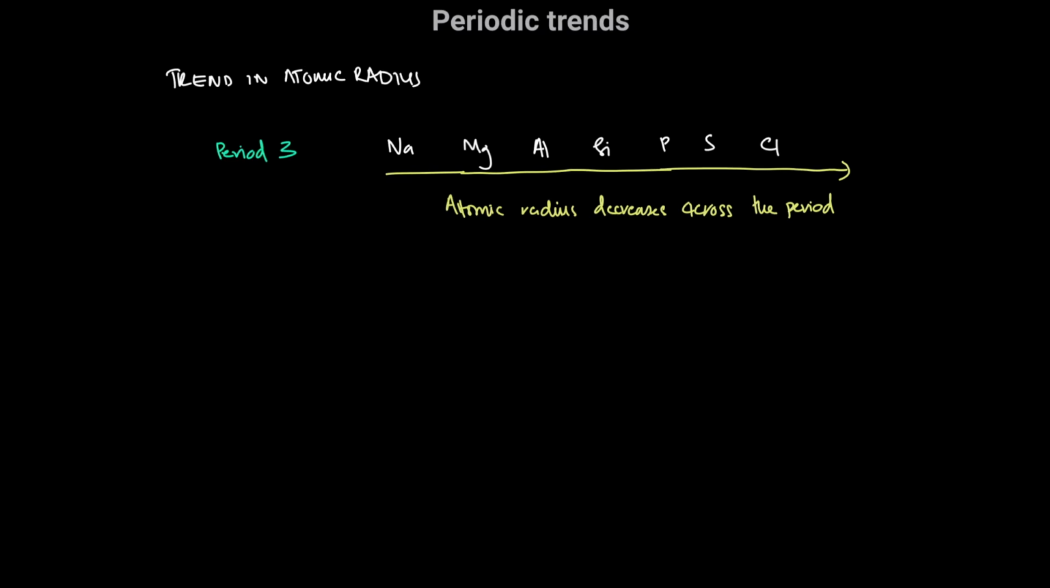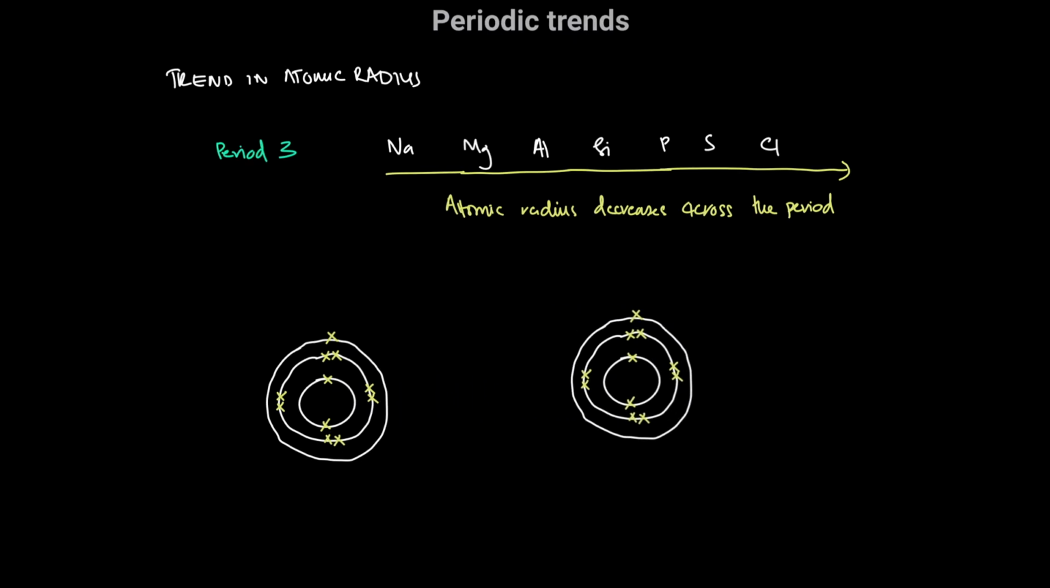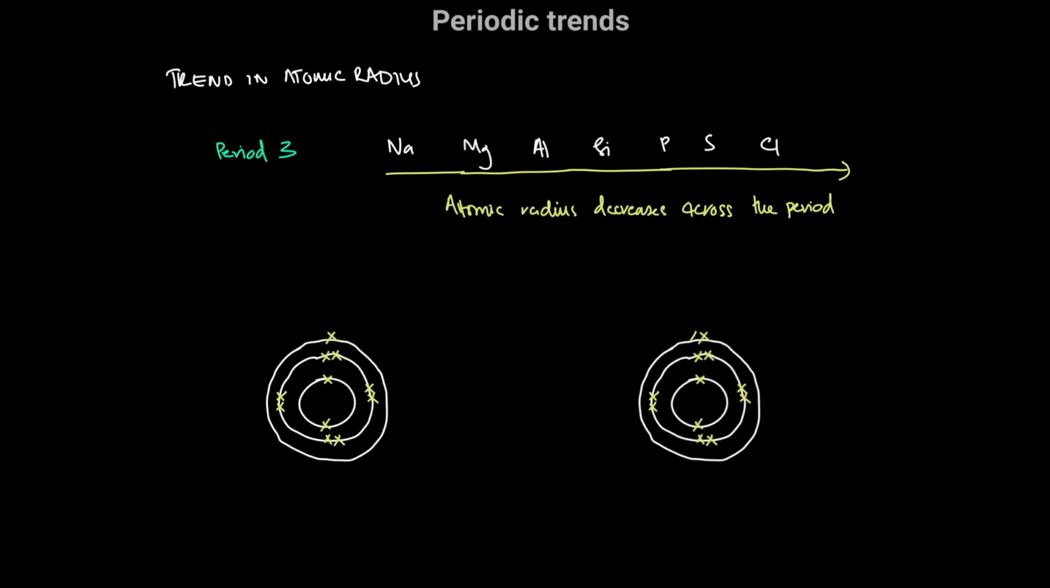Now to understand this trend, here I have a sodium atom. A sodium atom has 3 shells, like this. Very poorly drawn sodium atom. It has 3 shells, and the configuration is obviously 1s2, 2s2, 2p6, 3s1, but here I'm just showing you the dot and cross diagram. So we have 11 electrons in sodium, and then if you look at a chlorine atom, for example, we have 17 electrons.